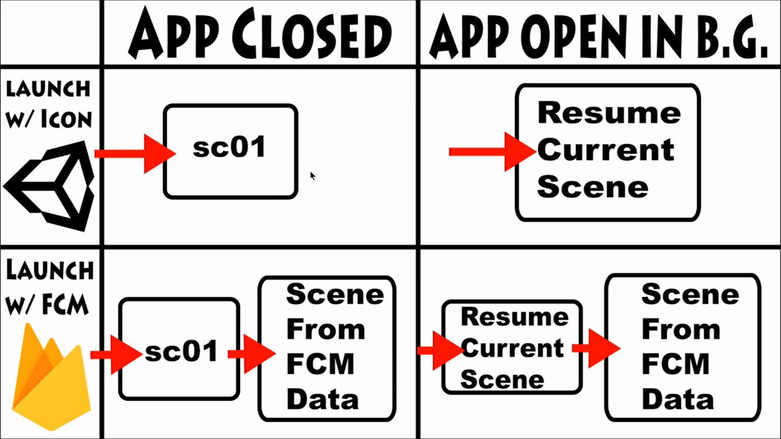Starting in the upper left here, when our application is closed and we press the normal launcher icon, we'll just load into what I called SC01, and that's just the first scene that we would normally want to open. Now if we press the home key, put the application in the background, we do some other things, and we want to come back to it, we can definitely go find our application on our home screen and press it, and in this case we want to just resume the current scene that we are in.